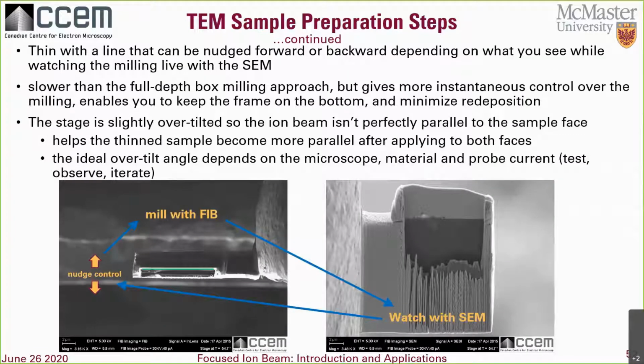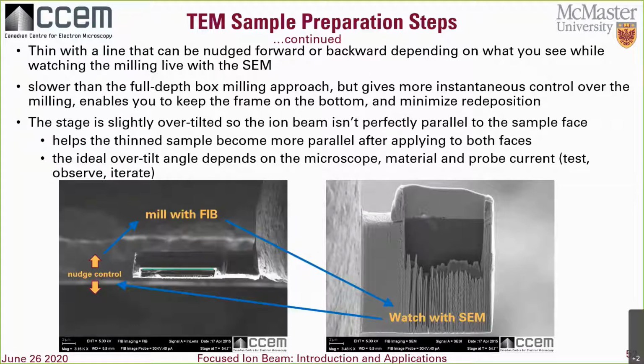Thinning is next. Most people are taught to use a mill box and just plow through the whole sample depth with it. My sample prep differs from most because I leave a thick frame all the way around the sample on 3 sides for structural stability. I do this by thinning with a line rather than a box. And I advance the line forward or backwards depending on what I see while watching the milling live with SEM. Admittedly, this technique is a little slower, but gives you far more instantaneous control over the milling. It enables you to keep the frame on the bottom more effectively, and it also minimizes redeposition.